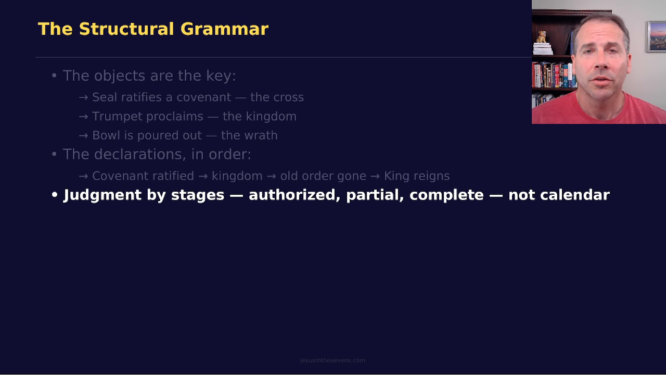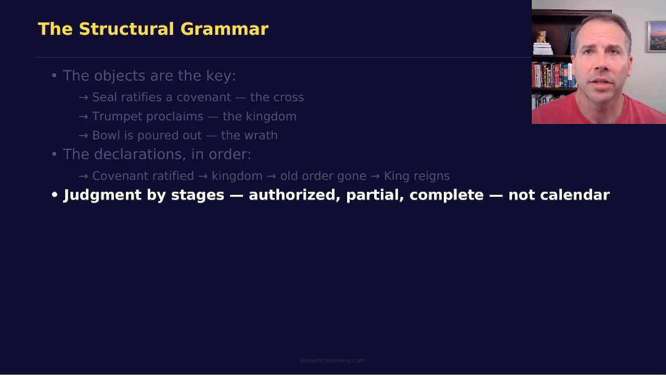Judgment by stages. So the first group is a fourth. There's a few references to a fourth. And then in the trumpets there are references to a third, which is bigger than a fourth for those who are bad at fractions. And then the final is the bowls, and it says this is complete. With these, the wrath of God is complete. So it's full. There's no holding back. There's no restraint. There's no fractions. It's complete.